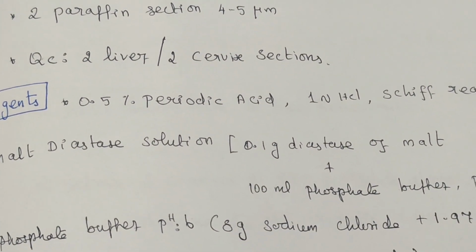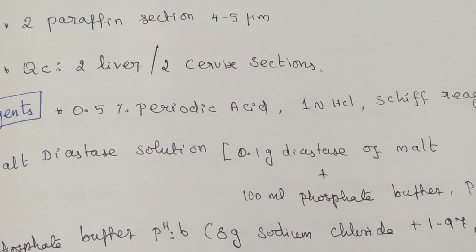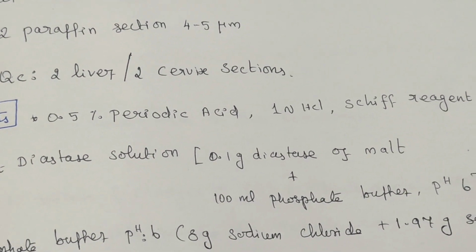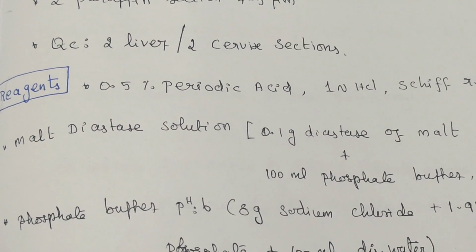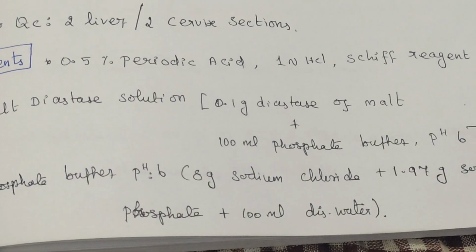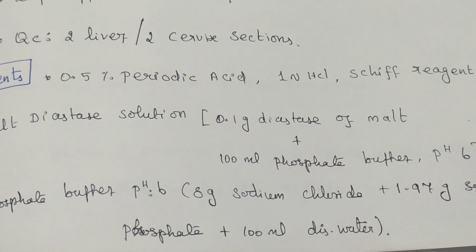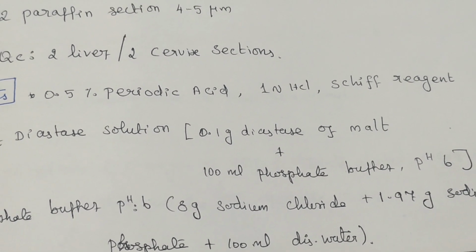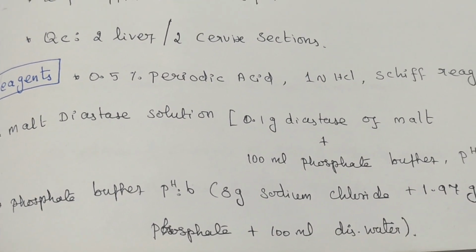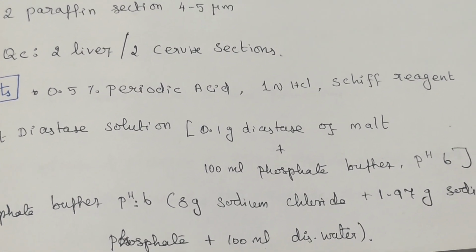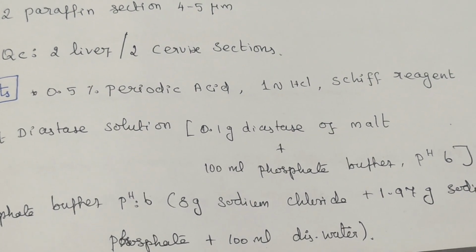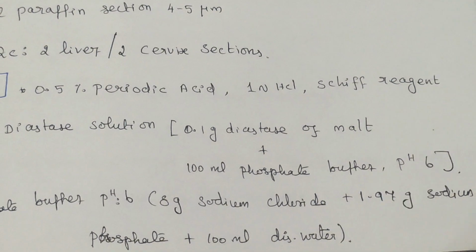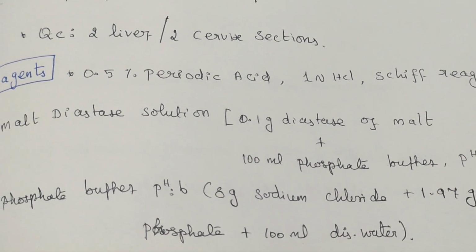Reagents: 0.5% periodic acid, 1 normal HCl, then Schiff reagent. Then malt diastase solution, containing 0.1 gram of diastase of malt in 100 ml of phosphate buffer, pH 6. The phosphate buffer pH 6 has 88 gram of sodium chloride, 1.97 gram of sodium phosphate, and 100 ml of distilled water.